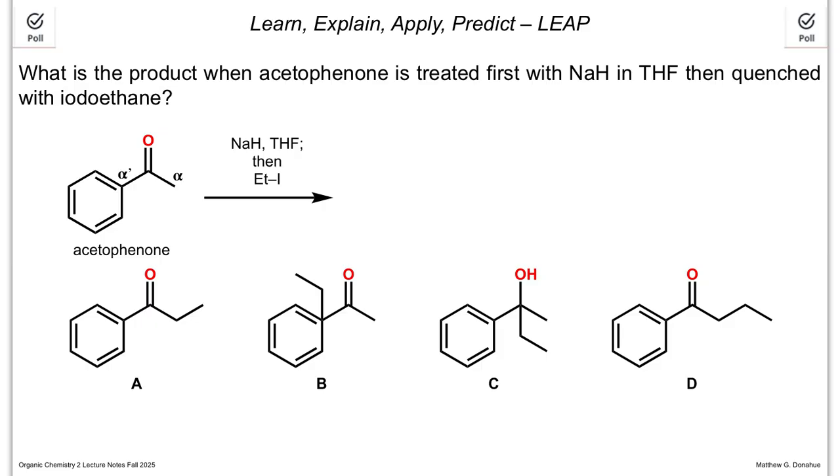So if we take this ketone called acetophenone, we treat it with sodium hydride and THF to generate an enolate. The enolate forms. We then quench the enolate with an electrophile, ethyl iodide. What's the product that's going to result?